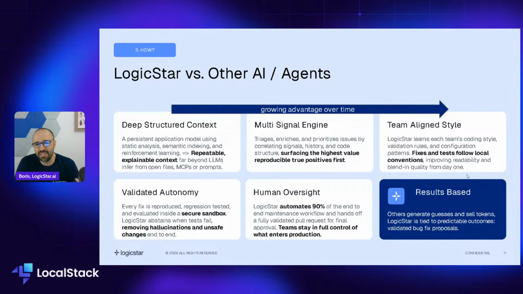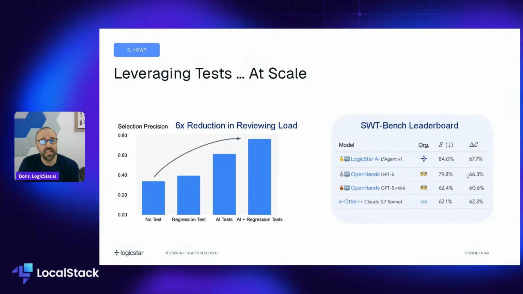And over time, this is actually a growing advantage because we're continuously learning with our reinforcement learning what you like, what you dislike, how you actually like to do things, what's important for your application, and which parts of the application are maybe obsolete or just tests that you don't care about. And that allows you to have much more targeted and precise choices of what to fix and when.